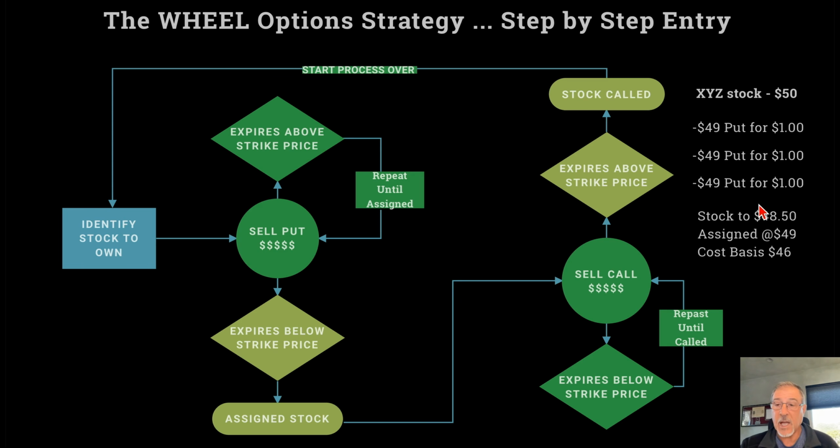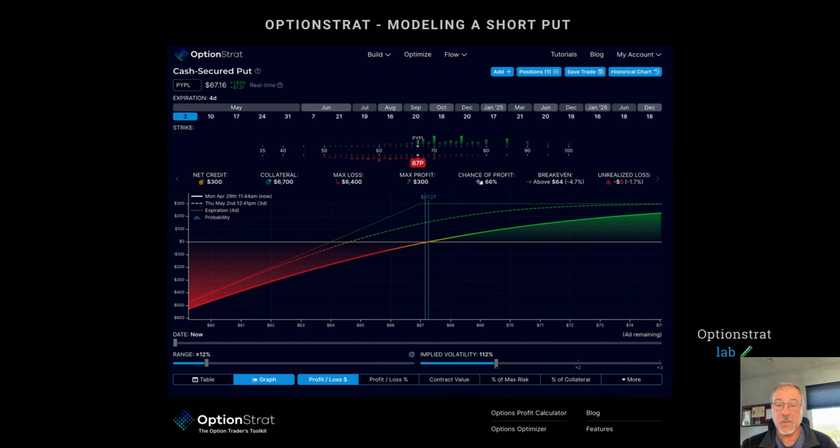Then finally the stock drops, and it drops to $48.50. So I do get assigned at $49 where I sold that put. However, look at this. My cost basis in this is $46. I had to buy the stock at $49, but I took in $300 before it was ever assigned to me, or $3 per share. So while I had to pay $49 per share, at the end of the day, my cost basis was actually $46 because I took in that $300 while I was going through this process.